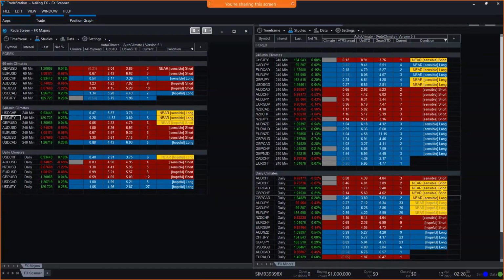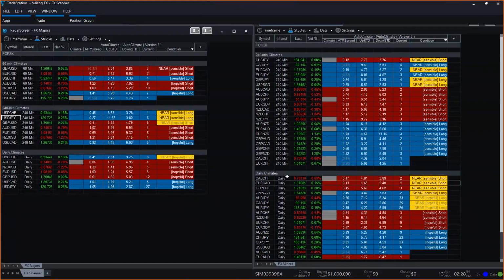The ones that are near sensible, so you notice some of them say near hopeful, like down here. The only ones that are near sensible and have thick red boxes are these two, Euro Canadian and pound Swiss.